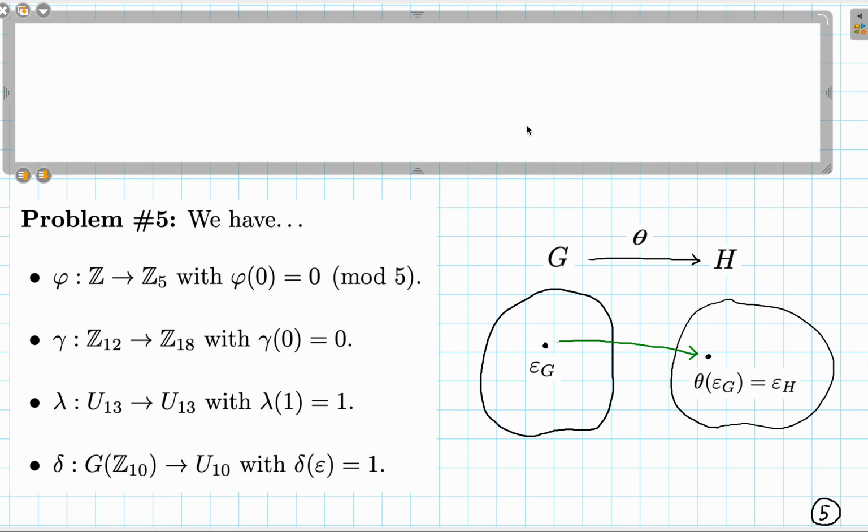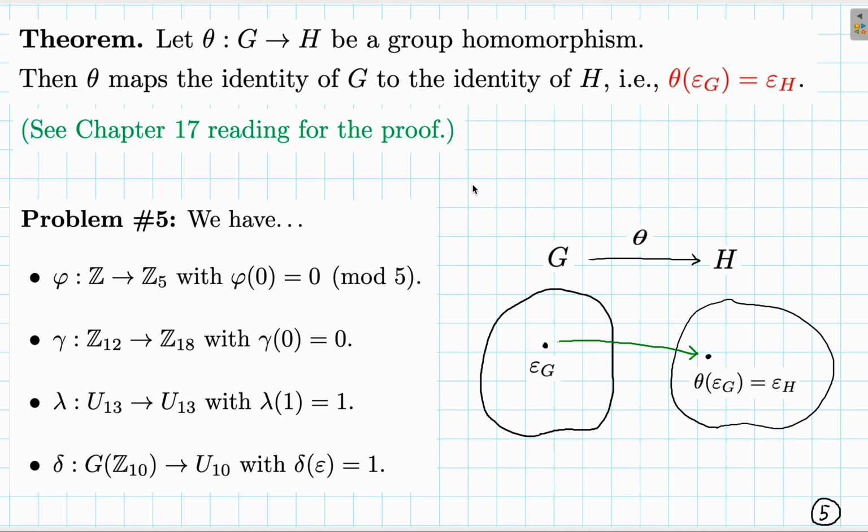So here's a statement of that theorem. We'll let theta from G to H be a group homomorphism. In other words, G and H are both groups, and theta is a homomorphism. Then theta maps the identity of G to the identity of H. In other words, theta of epsilon G equals epsilon H. And for the proof of this theorem, please take a look at the chapter 17 reading. And once again, we often say that theta preserves the identity.